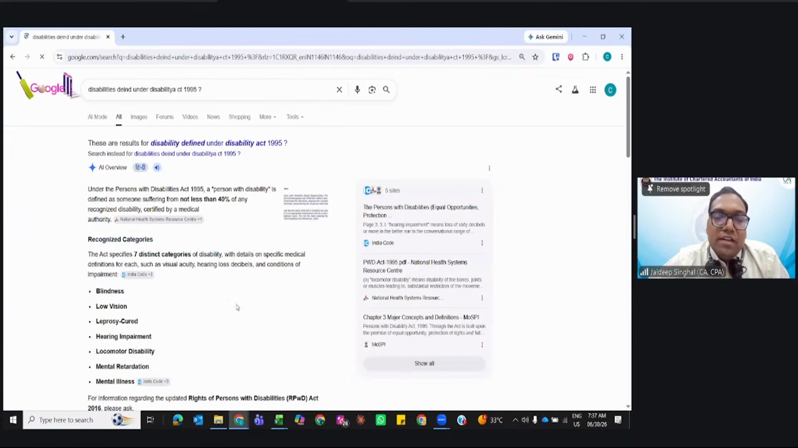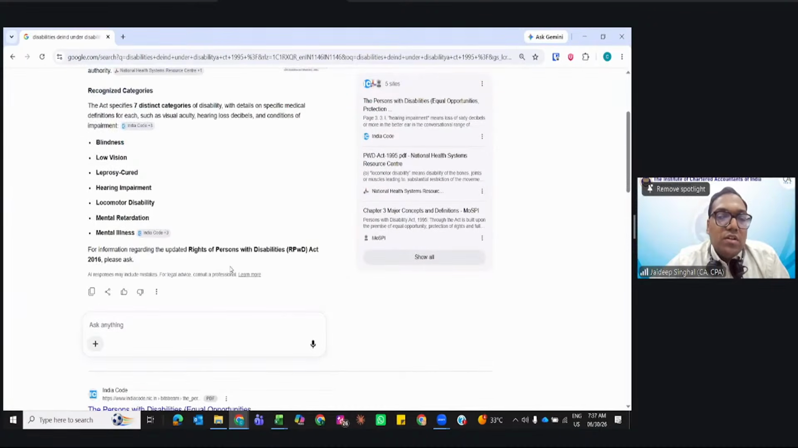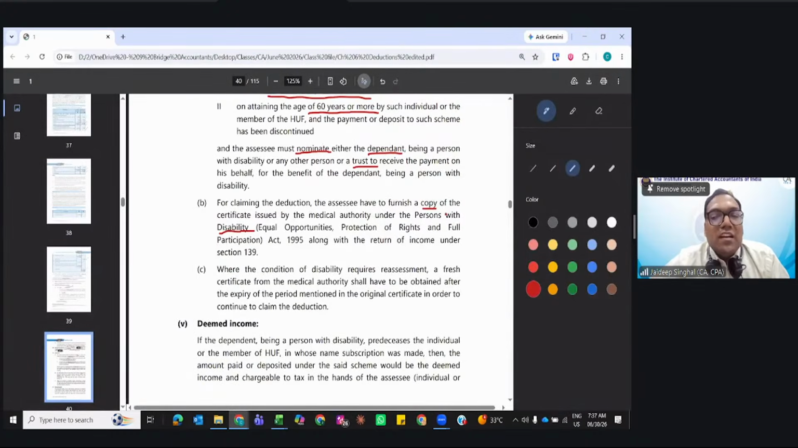There are 7 distinct disabilities: blindness, low vision, leprosy, hearing impairment, locomotor disability, mental retardation, mental illness, and others, whatever are specified under this Act, will be covered, and you need to have a certificate. Where the condition of disability requires reassessment, let's suppose a certificate was issued for 3 years. When the period specified in the certificate is over, a fresh certificate should be taken after the expiry of the period mentioned in the original certificate.